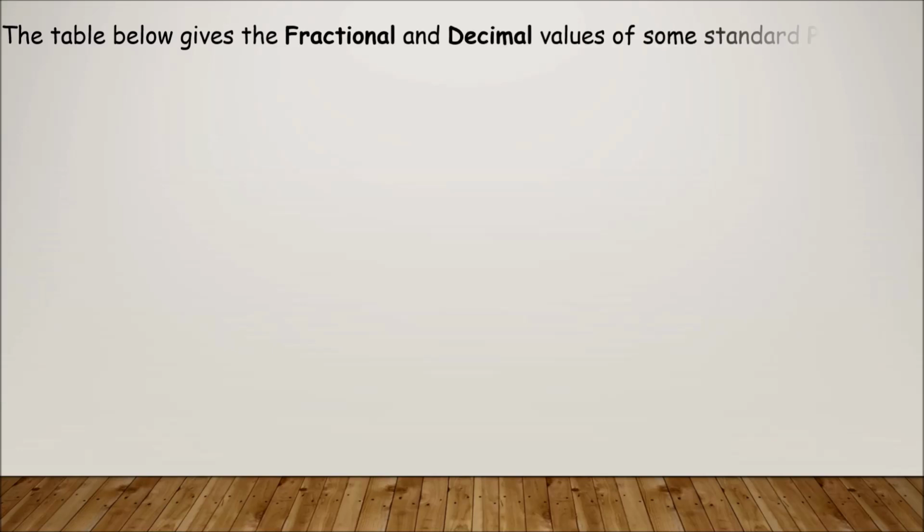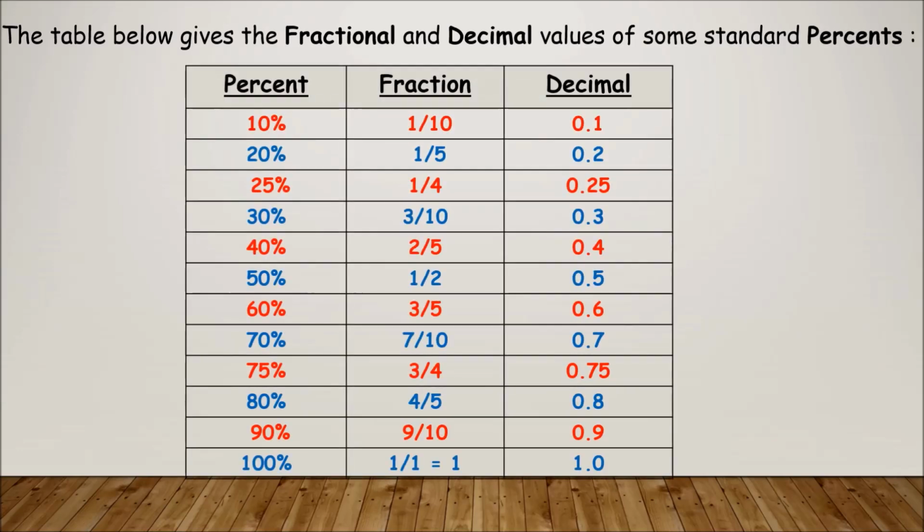The table below gives the fractional and decimal values of substandard percents. As you can see here, I have written the fractions in the linear form so as to save space, so as to get the whole table on a single page.